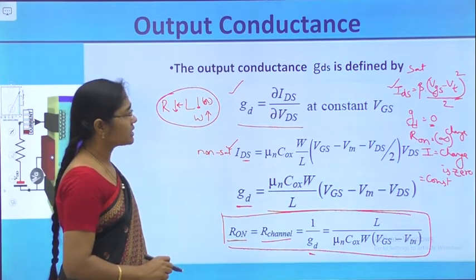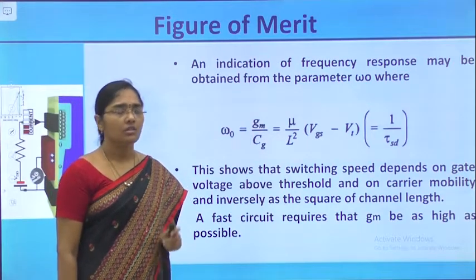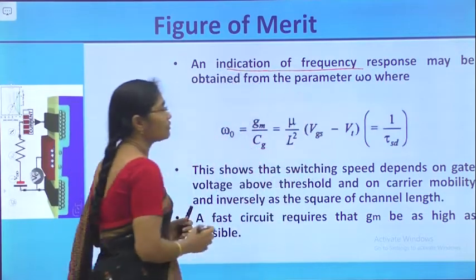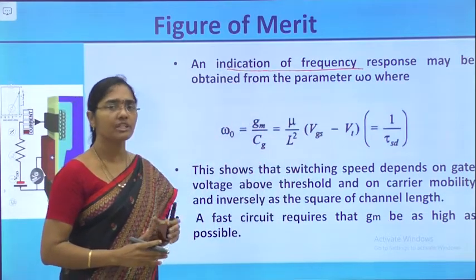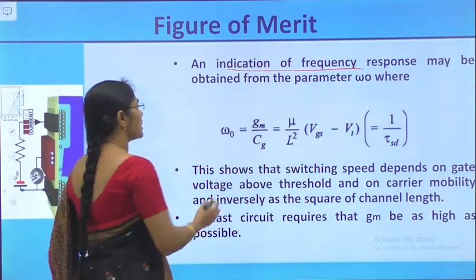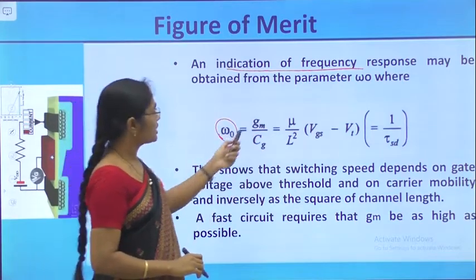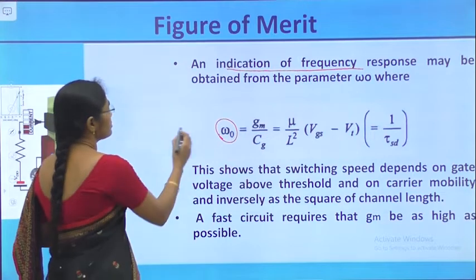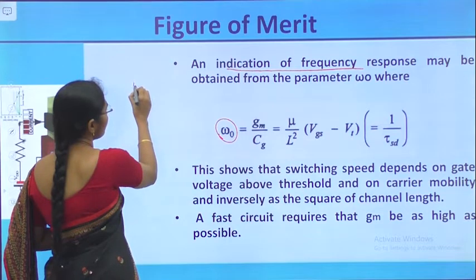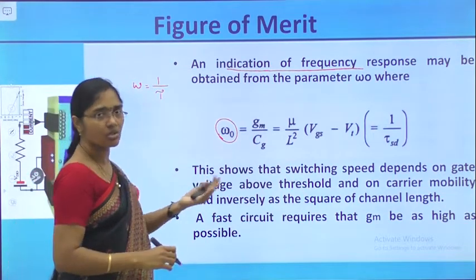Let's see the next parameter. It is figure of merit. Figure of merit is used as an indication of frequency response. To find the frequency response of the MOS transistor, this figure of merit is used. It is represented as omega naught. Omega naught is equal to Gm by Cg. So how can we write Gm by Cg as omega naught? We know the definitions: omega is equal to 1 by tau, or F is equal to 1 by T simply.